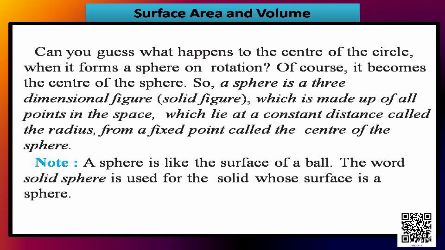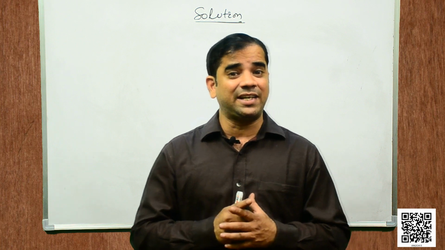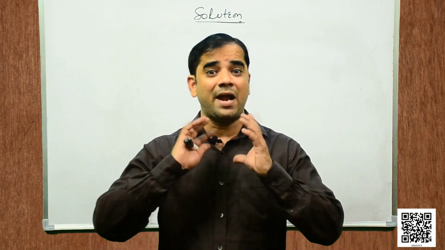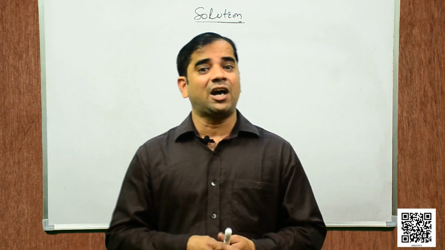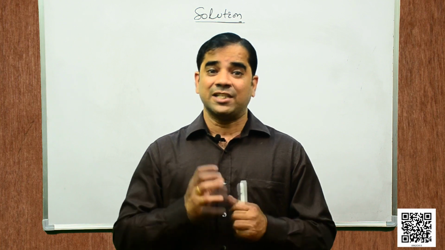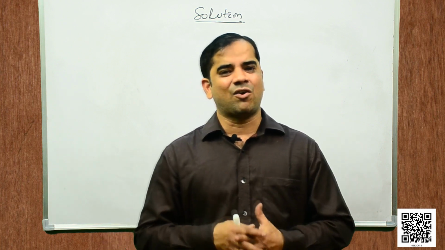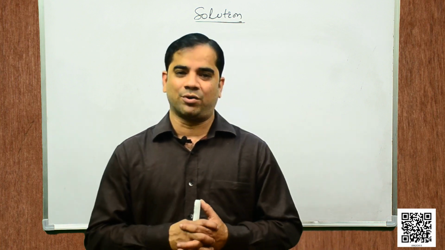So, a sphere is a three-dimensional figure or a solid figure which is made up of all points in the space which lie at a constant distance called the radius from a fixed point called the center of the sphere. You need to note that a sphere is like the surface of a ball. The word solid sphere is used for the solid whose surface is a sphere. Let us now discuss the activity given in your book.